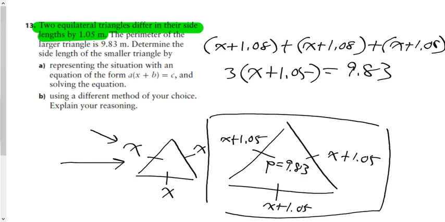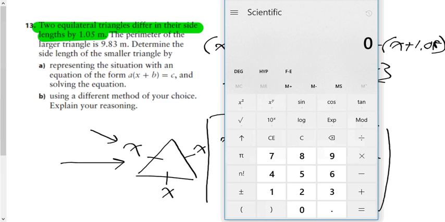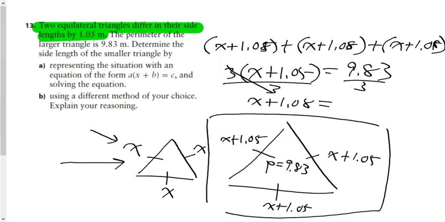My apologies, I had 8 instead of 5, but that's how it goes. So then these are all 5s here, and that would be my equation. Good. Okay, so 3 groups of x plus 1.05 equals 9.83, so I'm going to divide both by 3. One group of this, or one side of the equilateral triangle, would then therefore equal 9.83 divided by 3, which is, what is it, really? 3.276 repeating. I'm going to subtract 1.05 from that, right?